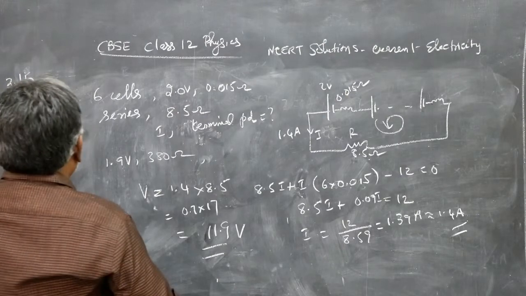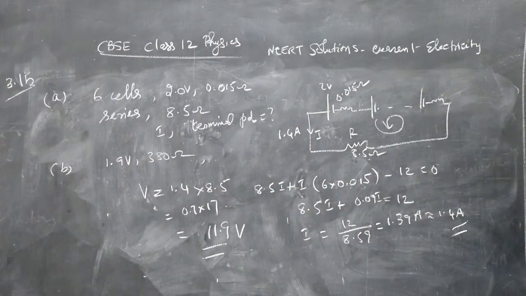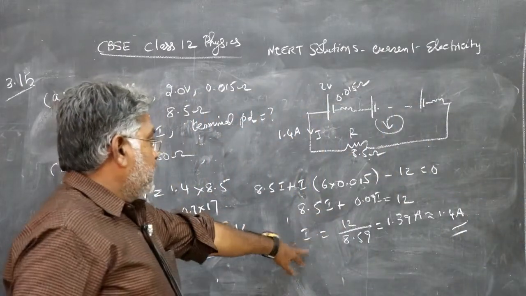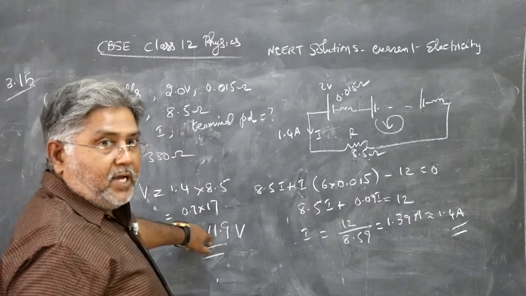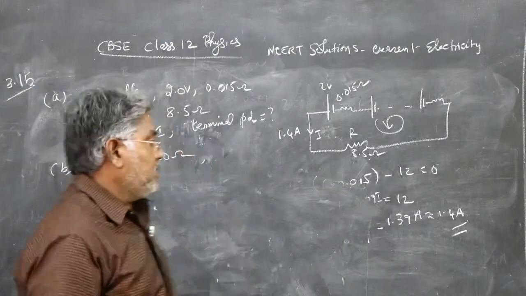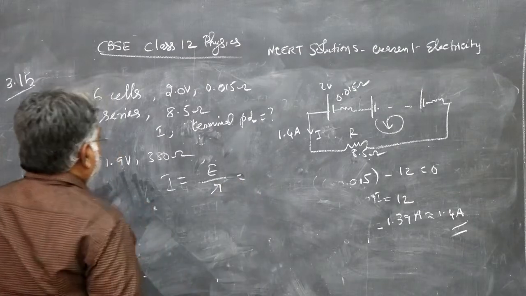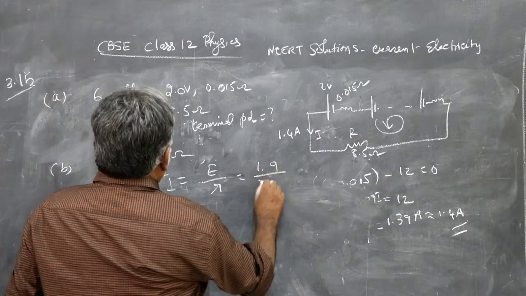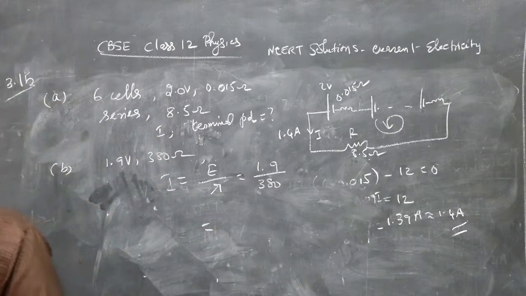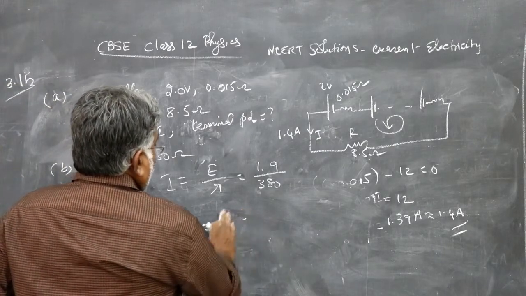First part is over. This is the answer: current is 1.4 ampere, terminal PD 11.9 volt. Okay. Now we go to the second subdivision of the question. So I is E by R. So 1.9 divided by 380. That will be the largest current which is possible. This will be around 5 milliampere.